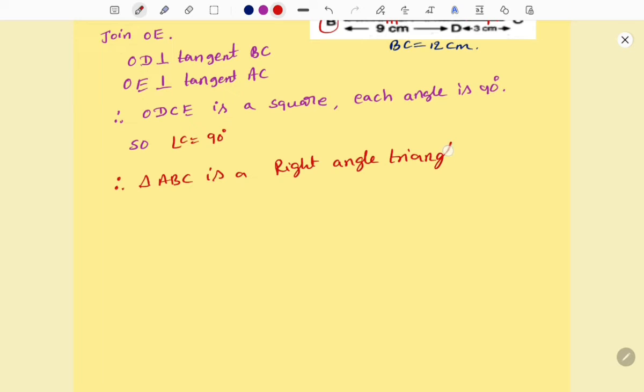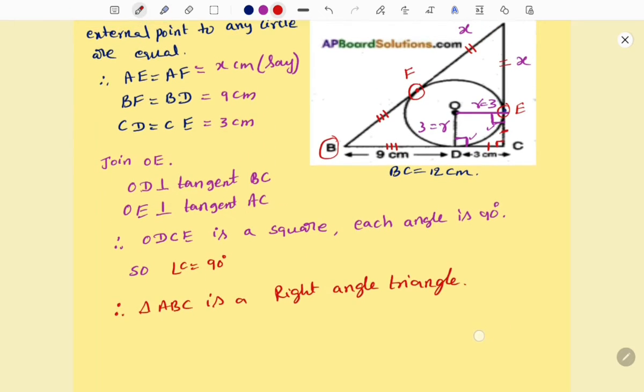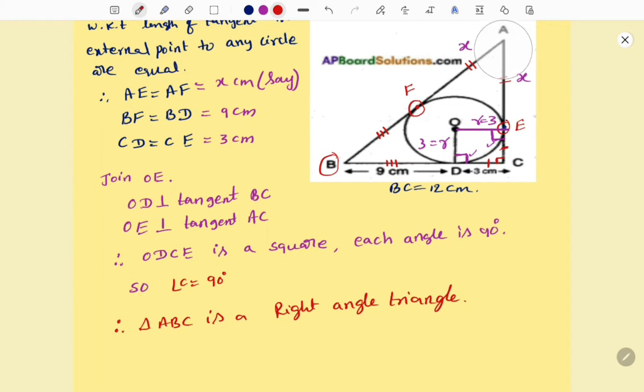Triangle ABC is a right angle triangle. According to Pythagoras theorem, hypotenuse square is equal to side square plus side square. In this right angle triangle, what is the hypotenuse? It is opposite to 90 degrees, which means here AB. AB is the hypotenuse. Therefore, AB square is equal to the remaining sides, AC square plus BC square.